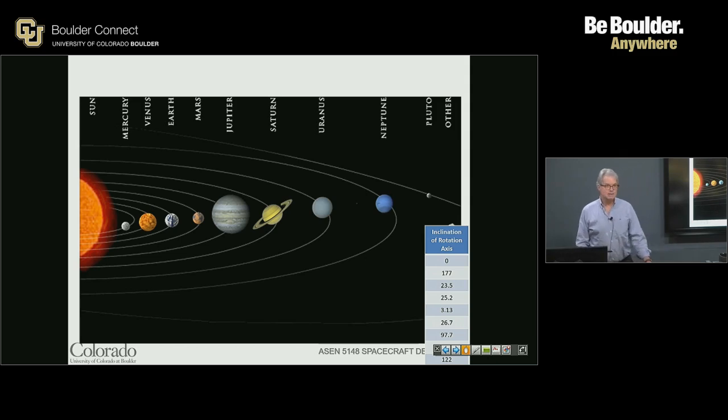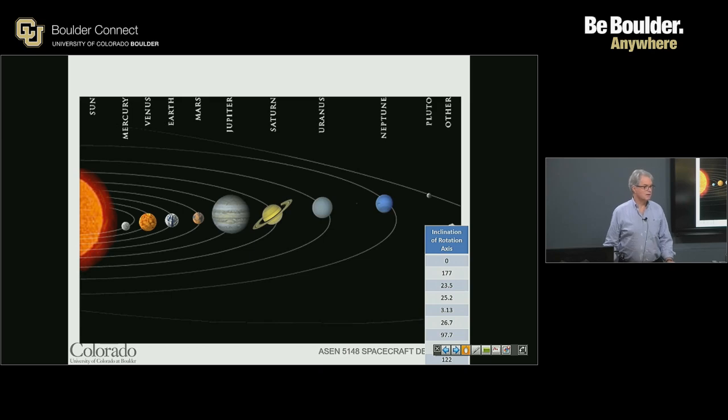Each of the planets has an interesting characteristic. They all rotate on an axis. None of the axes are aligned, so they're tipped with respect to the orbital plane that they're in.